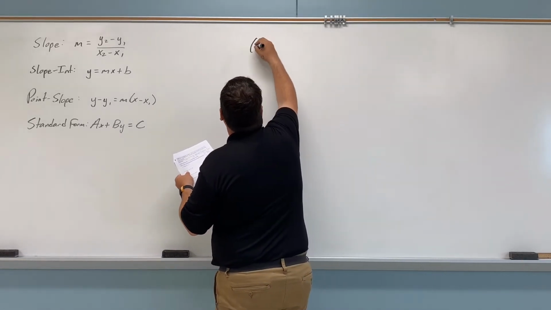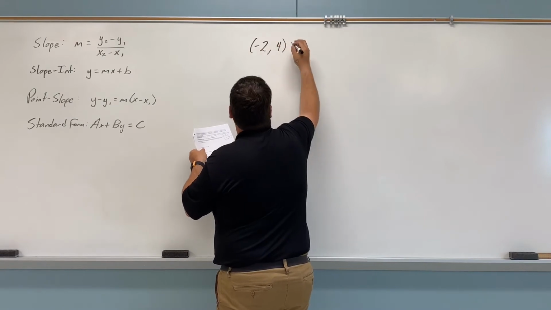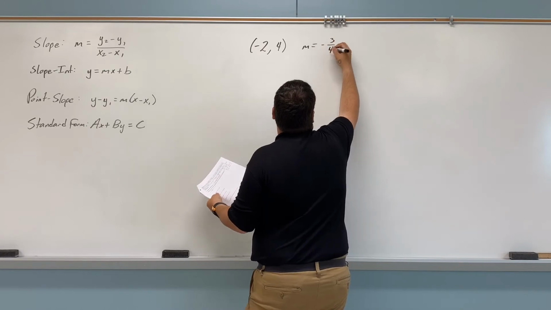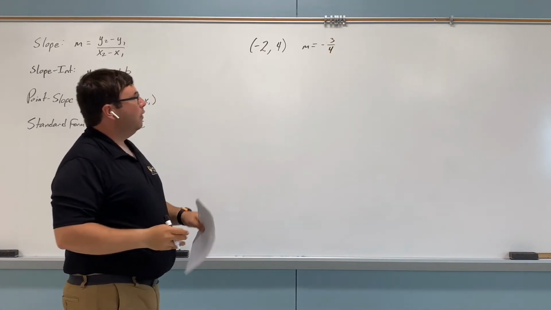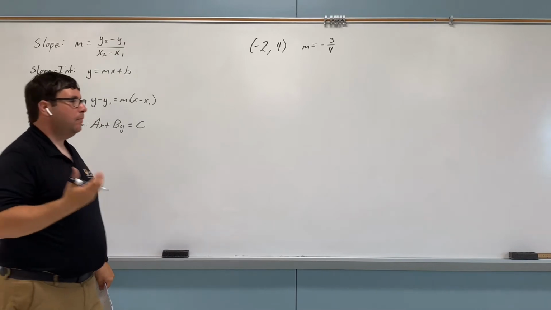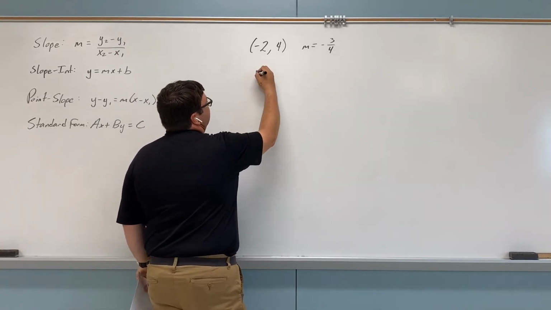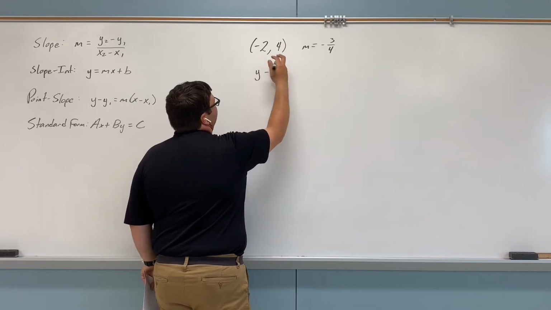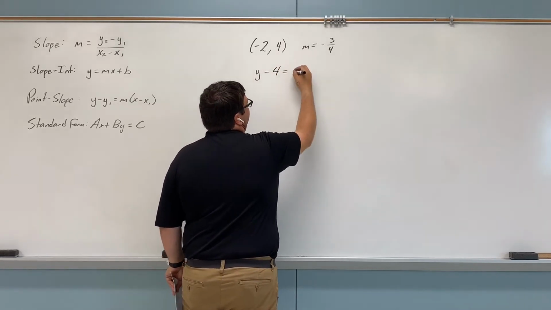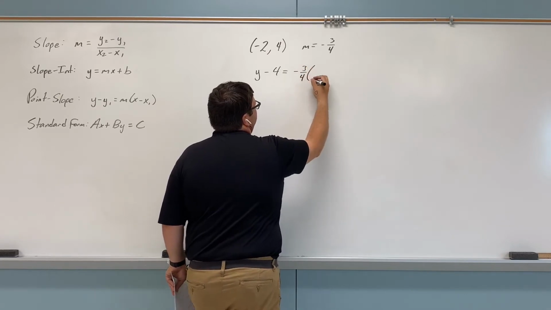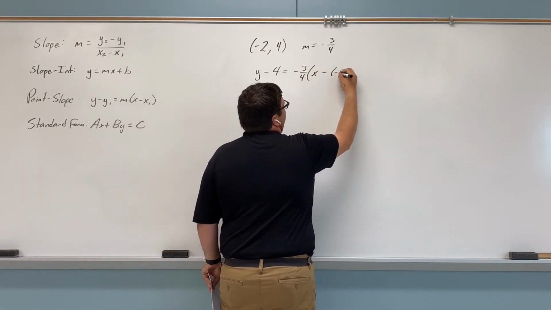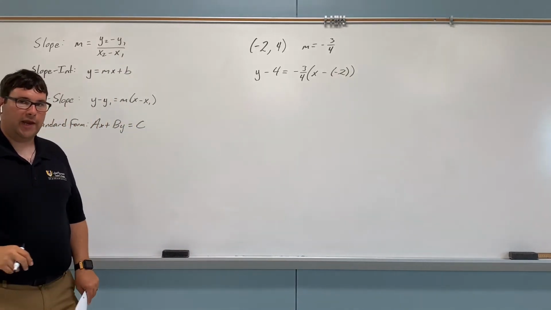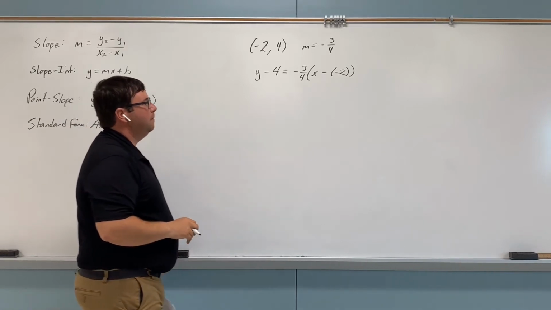So we're going to pass through the point of negative 2, 4, and we have a slope of negative 3/4. Okay, so at this point, what we're going to do is we are going to take our point slope form and plug in. So I have y minus 4 is equal to a negative 3/4 times x minus a negative 2. It's okay to use parentheses, especially around those negatives, so that way you don't lose the sign.